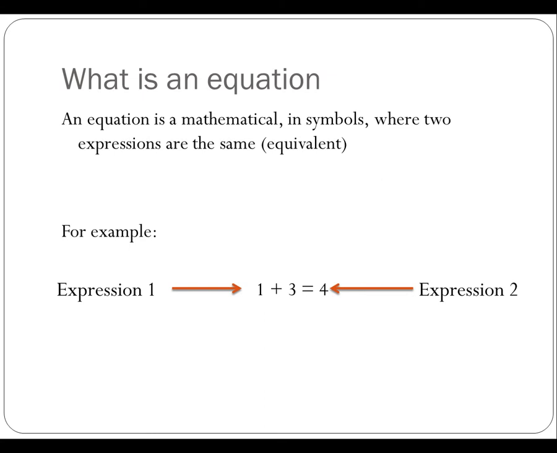For example, 1 plus 3 is on the left side. That's an expression. We have an operation. We have a constant. That one doesn't have a variable, but we could easily substitute one in there. And then we have another one, expression 2, which is the answer 4. Do you agree that 1 plus 3 is equal to 4? Okay, good.